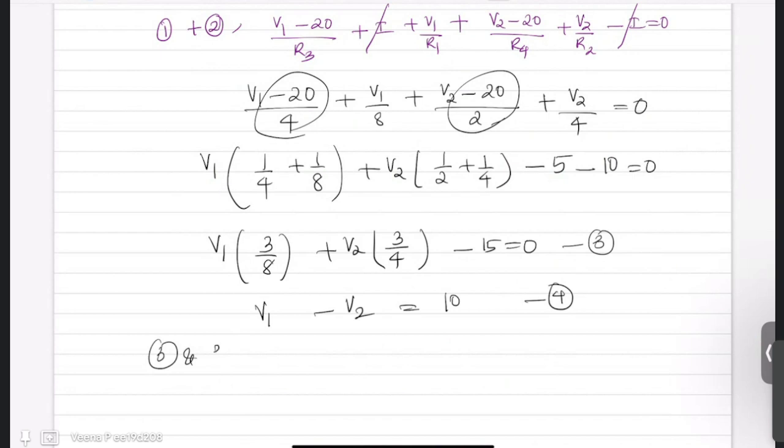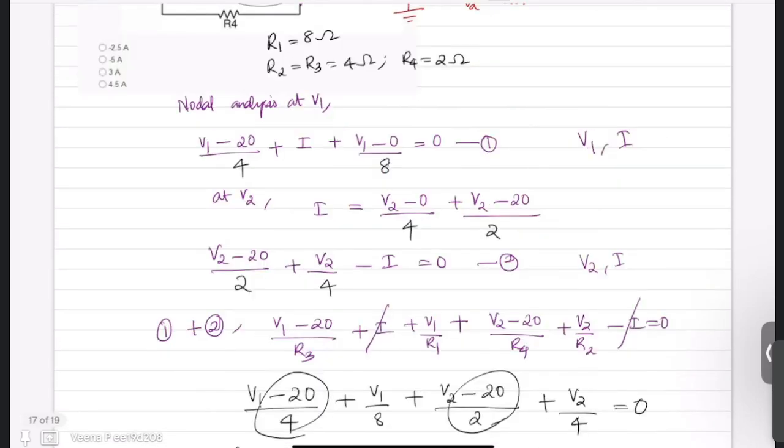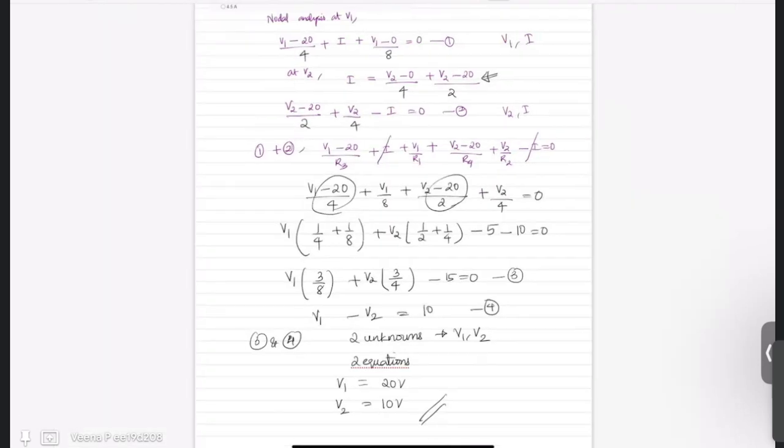So when you consider 3 and 4, you have two unknowns, V1 and V2, and you have two equations. So you can solve for the unknowns V1 and V2, which comes out to be 20 volts and 10 volts. So now you got V1 and V2, and the only unknown is I. You already have the equation of I.